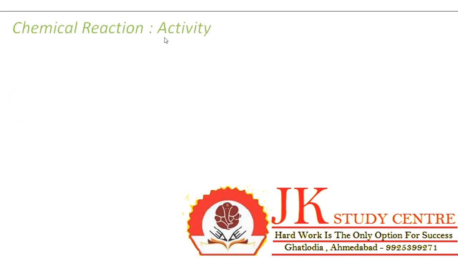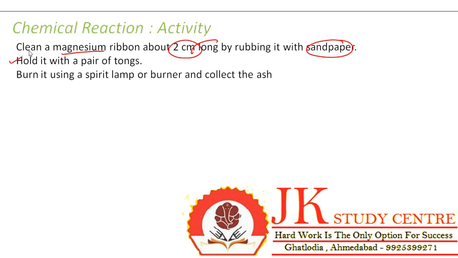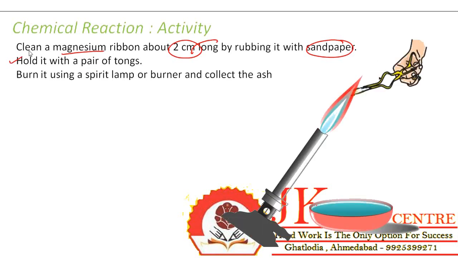So before we even define chemical reaction, let's have some activity of chemical reaction. So what I'm doing is I'm taking a clean magnesium ribbon around 2 centimeter long, right, and I clean that with sandpaper to make sure that there is no dust or something, and I hold with a pair of tongs. Burn this using a spirit lamp and collect some ash.